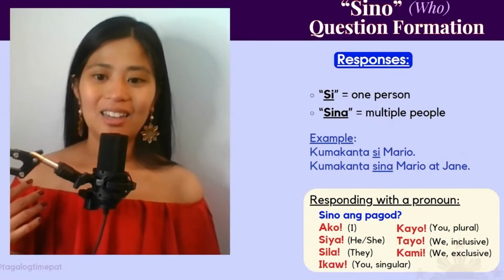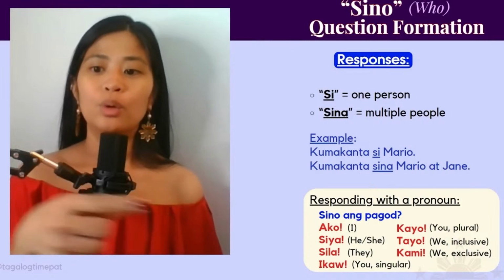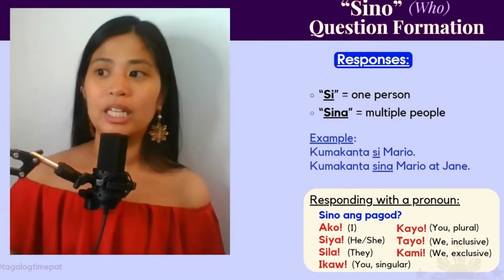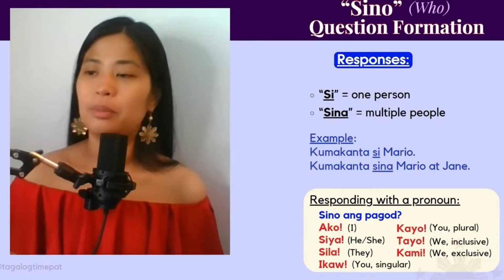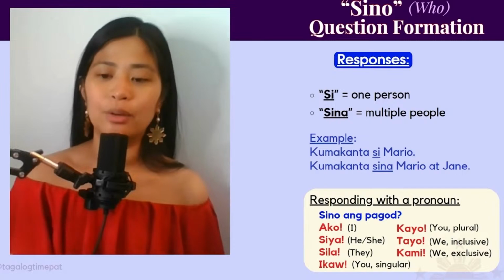Sila, they. Ikaw, you, singular. Kayo, you all, plural. Tayo is we inclusive. That's you and me, all of us. We are all tired. Maybe we all ran a race together. We are all tired. Pagod tayo.